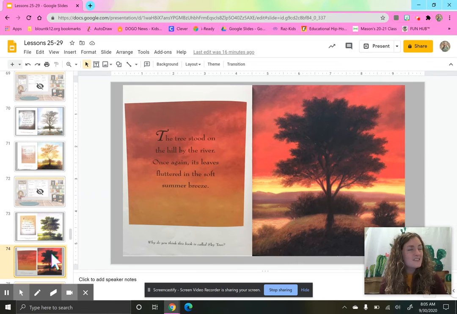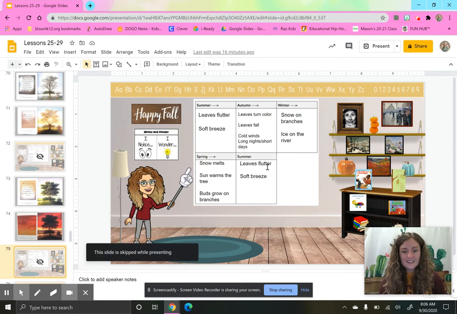So, think about what we learned about summer at the beginning. What happens with the tree again in summer? Tell me in the Edpuzzle. What happens with the tree? The leaves flutter and there's a soft breeze again.